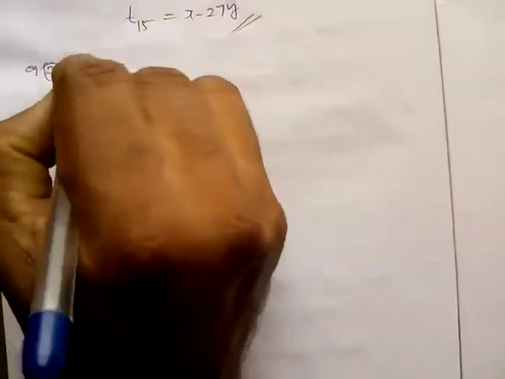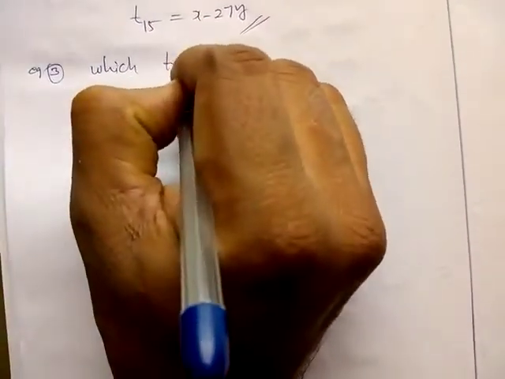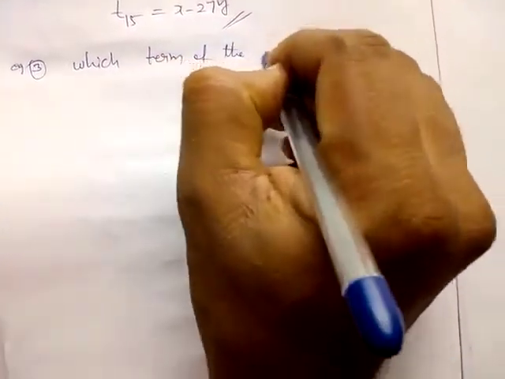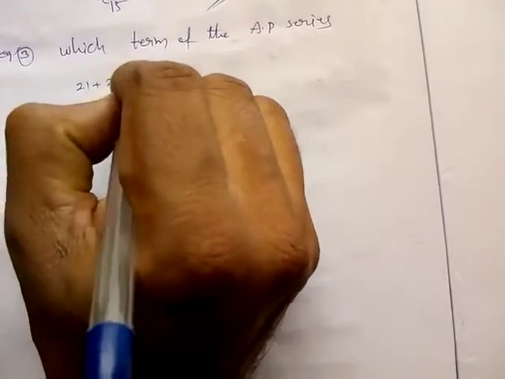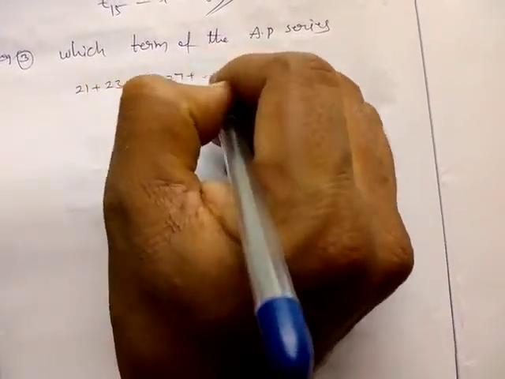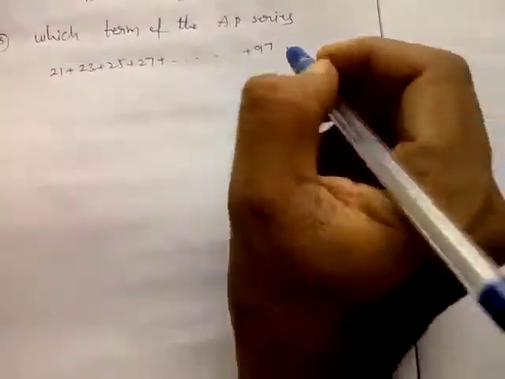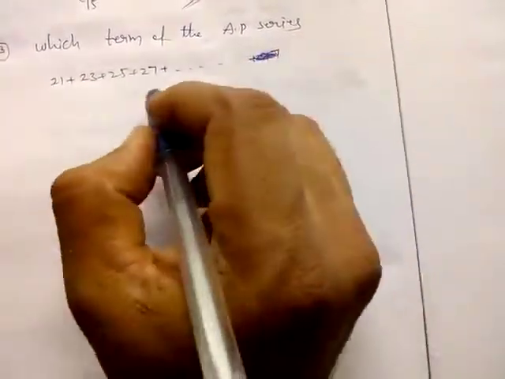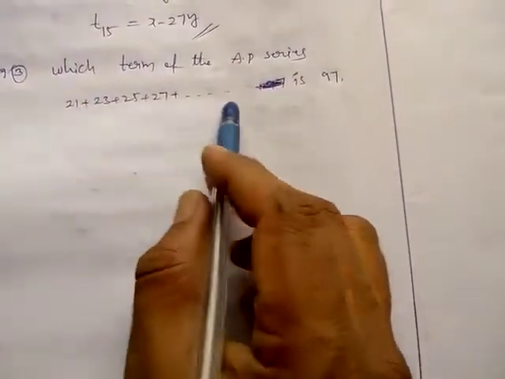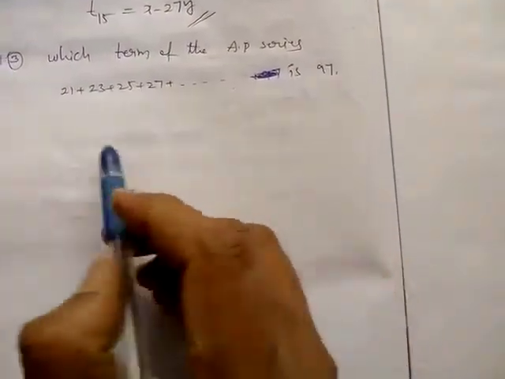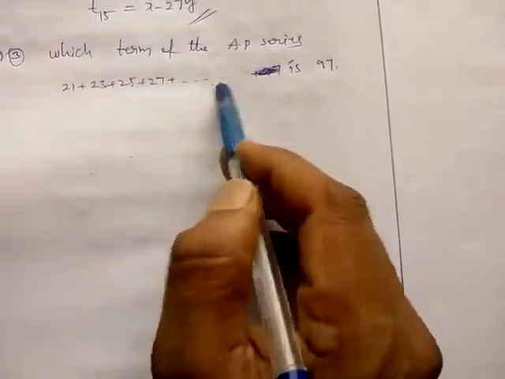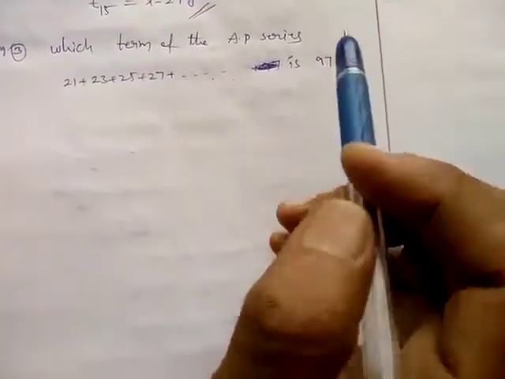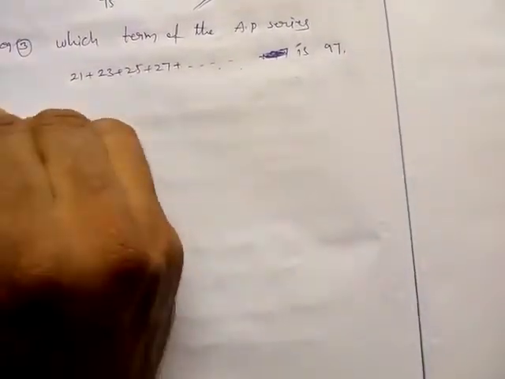So one more example. Which term of the AP series 21, 23, 25, 27, and so on is 97? So in this AP series, 97 is which term? The series is 21, 23, 25, 27, 29, and so on. In this series 97 is which term, asking. That is the 10th term, 15th term, we don't know. Okay, we have to find which term it is.